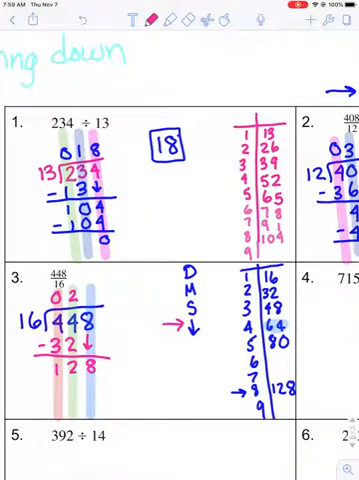So I know that 16 goes into 128 8 times. 16 times 8 is 128. Subtract, and you get 0. I have nothing else to bring down, so I'm done with that problem. The answer is 28.